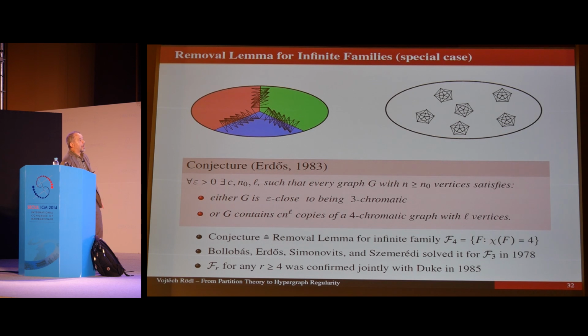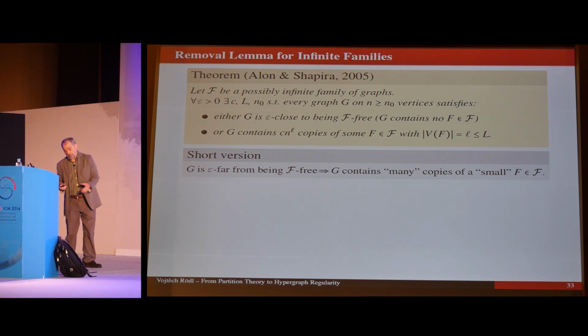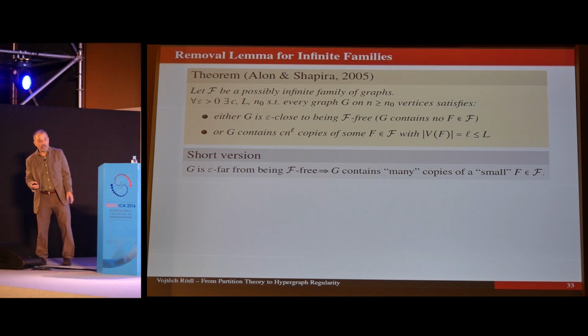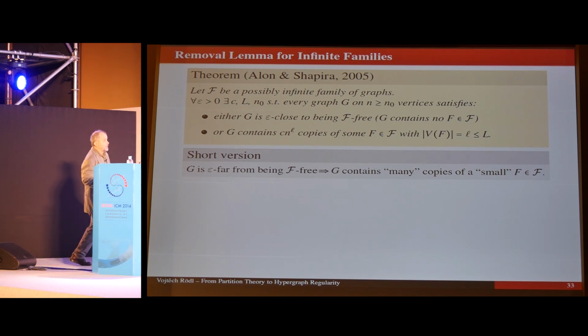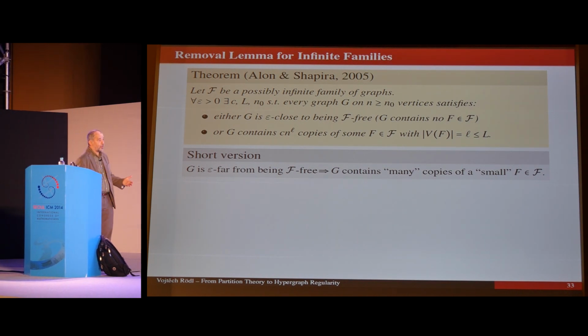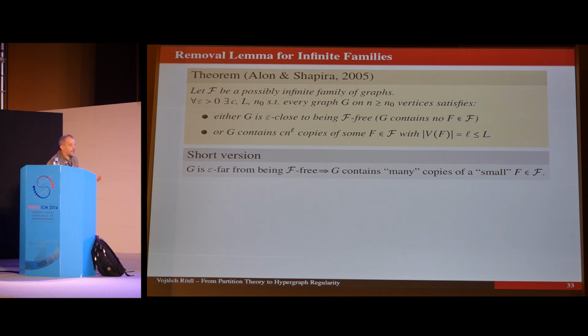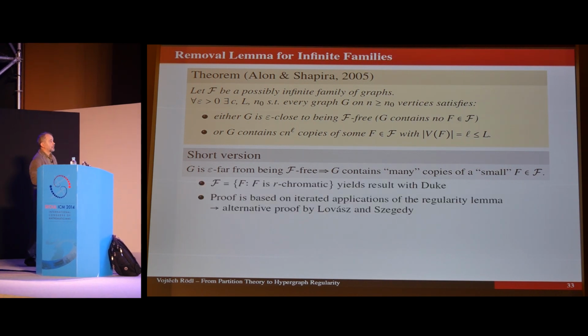Anyway, but much more is true. In 2005, Noga Alon and Asaf Shapira proved that such a statement is true for any family F. Let's read just the short version of it, which says that if a graph is epsilon far from being F-free, that means I cannot remove just very few edges to make it F-free, which means that it doesn't contain any member of the script F, then G must contain many copies of some small member from the family F. So the only reason why I cannot easily make the graph F-free is that it will contain many copies of some small member of F. So this is the short version.